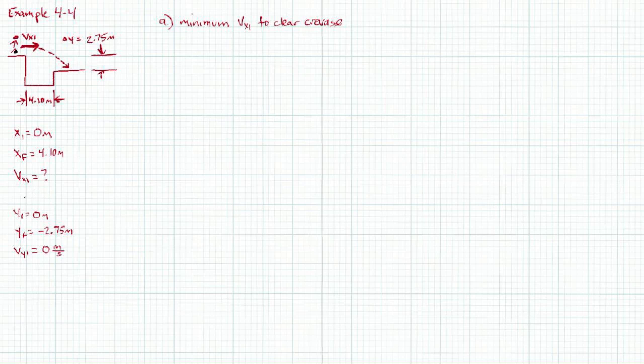Oh, you know what I forgot up here? Is there any acceleration in the x direction? That's no. 0 meters per second squared. But there is an acceleration in the y direction. And that's what? We all know that to be negative 9.81 meters per second squared.